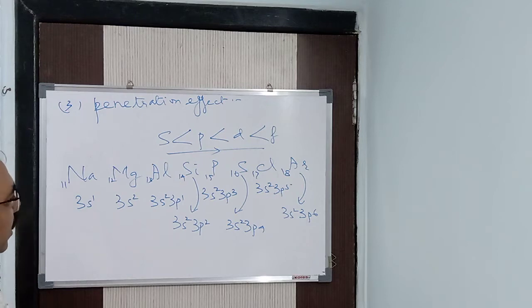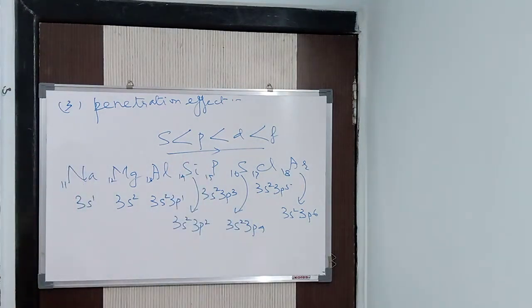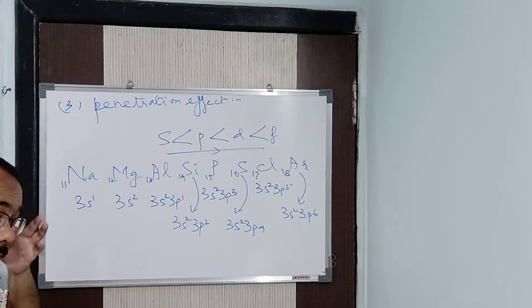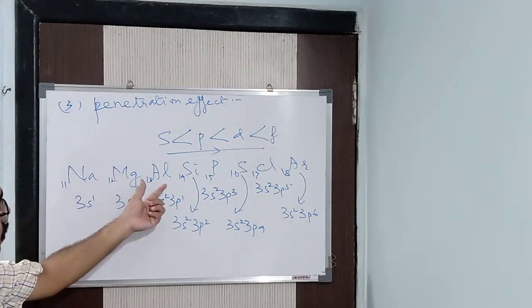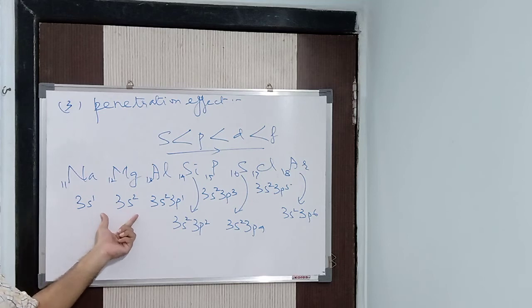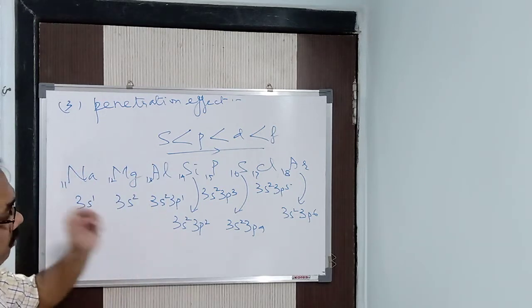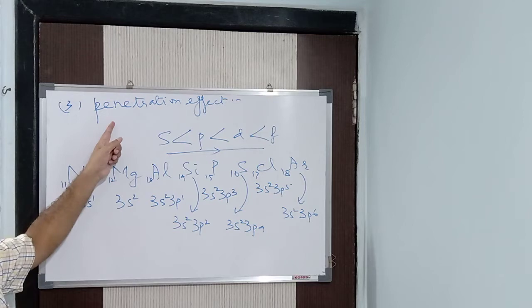Now, you know that when you move from left to right across a period, ionization energy, or ionization enthalpy, increases. But why? For example, I am asking you, why is the ionization enthalpy of aluminium more than that of magnesium? You say, sir, we know that across the period it increases, so it is increasing. No, you can't explain in that way. You have to explain on the basis of penetration effect.